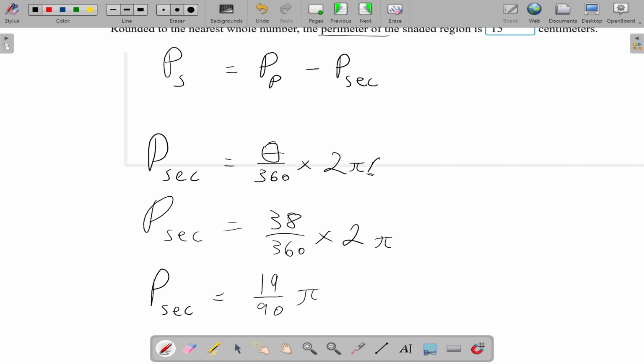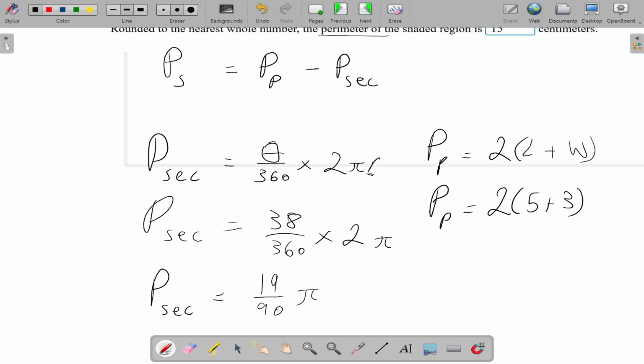Okay, so now we find the perimeter of the parallelogram, which is, as I said, similar to the perimeter of the rectangle, which is 2 length plus 2 width. So 2 times length plus width, or 2 times the base and whatever the other one is. The perimeter of the parallelogram is 2 times the sides given, 5 and 3. So the perimeter of the parallelogram is equal to 2 times 8, which is 16 centimeters.